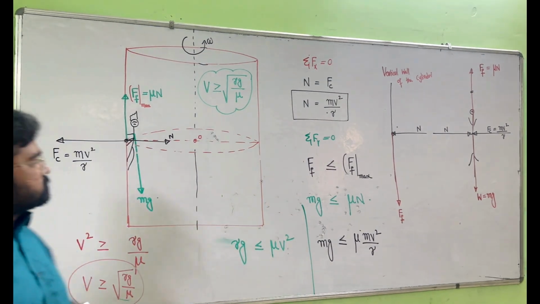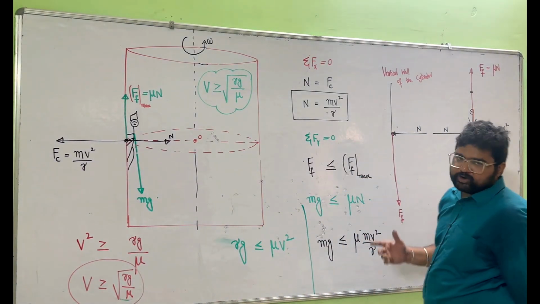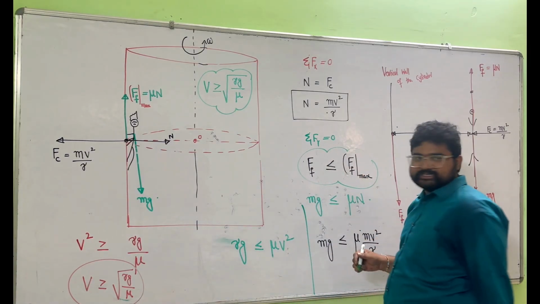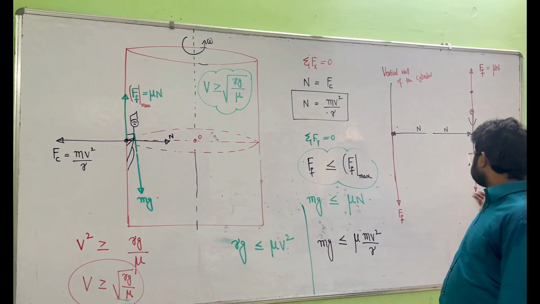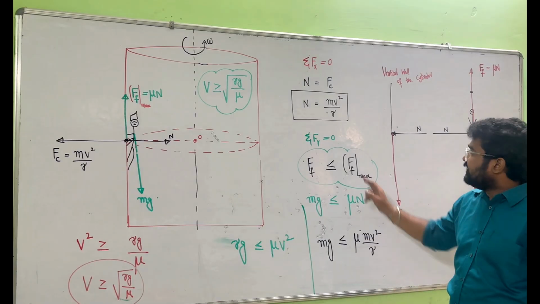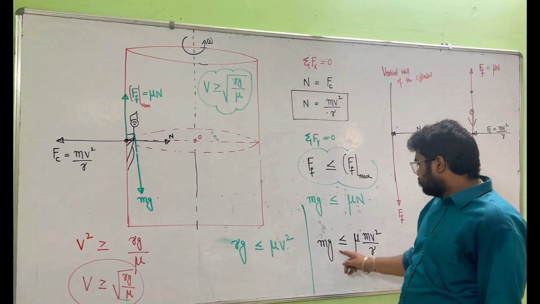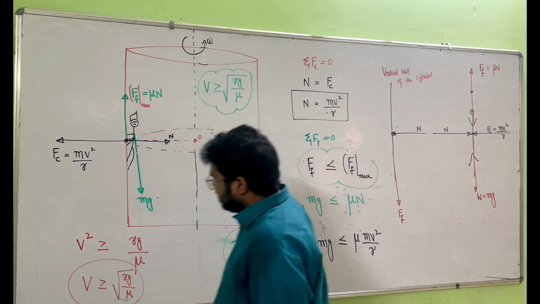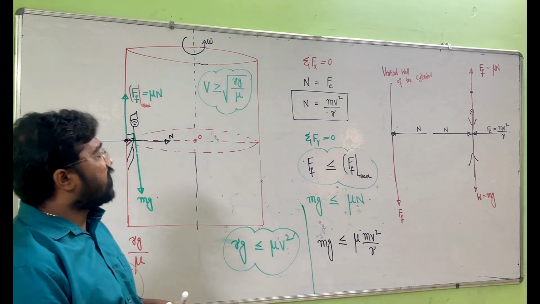Understood? This part is clear. Frictional force must be less than or equal to the maximum. This is the limiting friction. The limiting friction condition: Ff maximum equals mu N. Ff is balanced by mg. So mg must be less than or equal to mu N. N is mv square by r. The m gets cancelled out. rg is less than or equal to mu into v square. Then finally, v must be greater than or equal to square root of rg by mu.